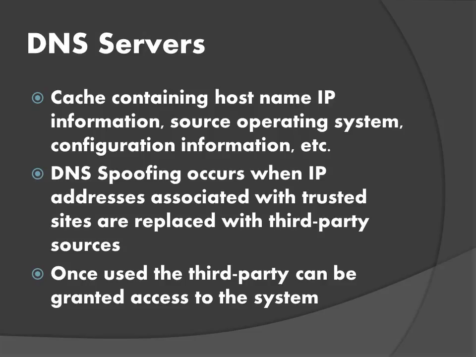Another instance in which named data networking addresses security issues associated with TCP/IP architecture is the case of DNS server attacks. DNS servers have caches containing IP addresses associated with host names, operating system and configuration information, amongst other things. DNS spoofing, which is one of these attacks, occurs when IP addresses associated with trusted sites are replaced with third-party sources. This diverts traffic to the third-party computer. For example, if you frequently visit a website, say google.com, and a third party has diverted that IP address, the next time you access the site, they can gain access to your system. Obviously, this can lead to many issues, including viruses and data loss and memory loss.